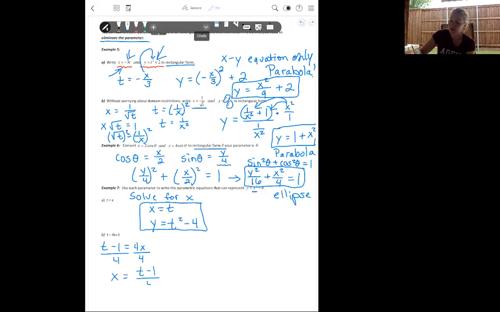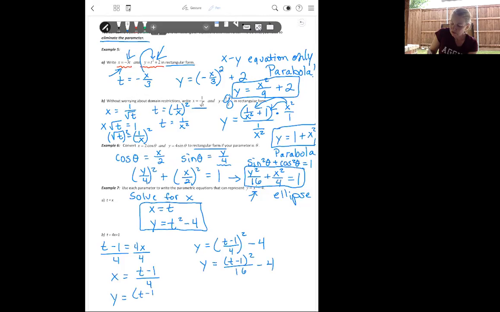Now for the y equation, we're going to plug that value for x into the equation. So y equals t minus 1 over 4, squared, minus 4. Cleaning that up a bit, y equals t minus 1 squared over 16 minus 4. So we come down here. X equals t minus 1 over 4. Y equals t minus 1 squared over 16 minus 4. That represents our set of parametric equations.